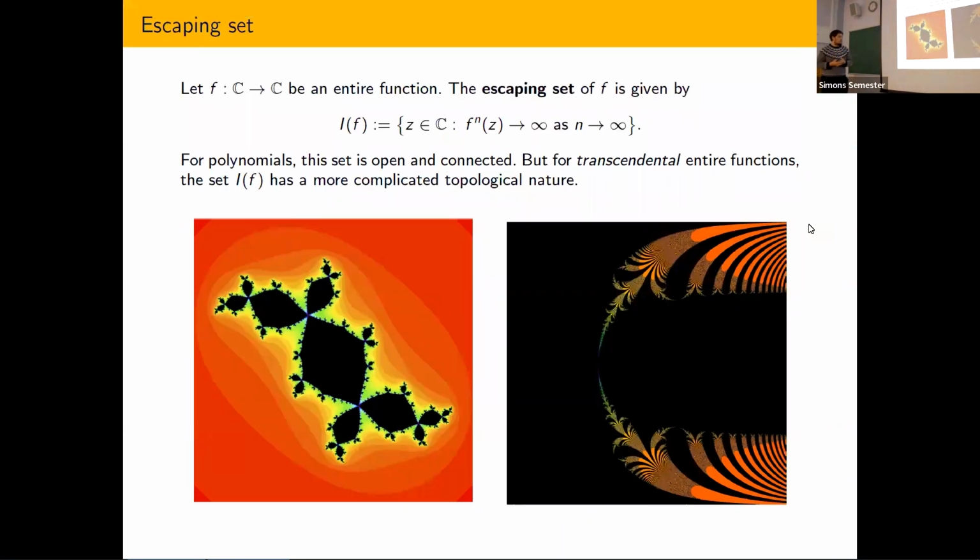So the topic of this talk is the escaping set of a transcendental entire function. For entire functions, the escaping set is just the set of points that when you iterate, their orbit tends to infinity. This set is very different from a topological point of view, depending on whether the entire function is a polynomial or a transcendental entire function. Here on the left, you have a picture of a quadratic polynomial. For polynomials, the escaping set is an open neighborhood of infinity. The points that are not in the escaping set for polynomials always have bounded orbit, which is this black set here. And it's a bounded set.